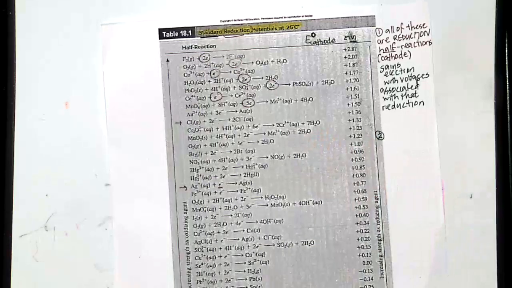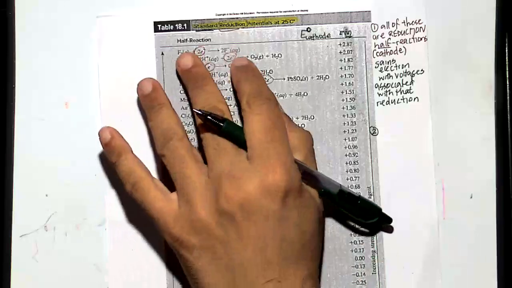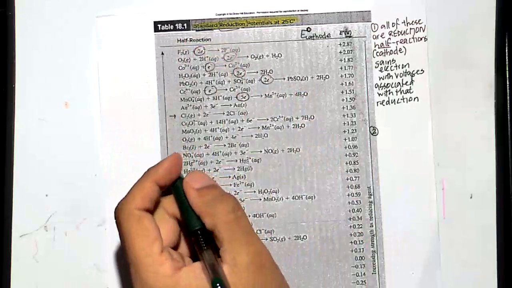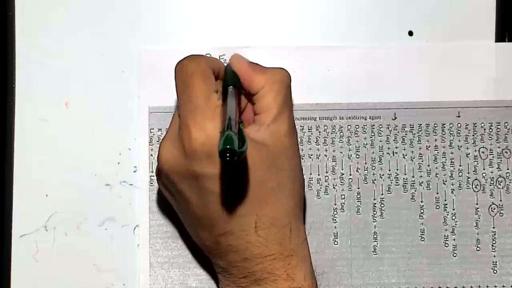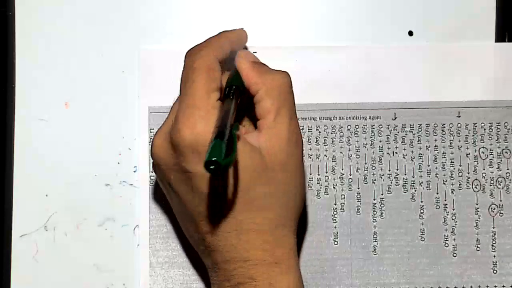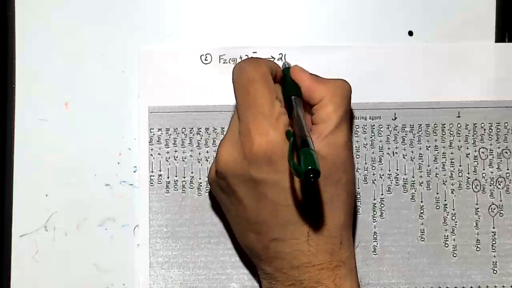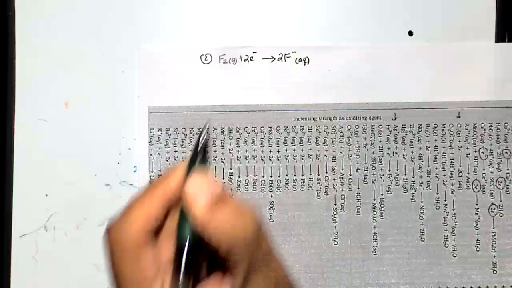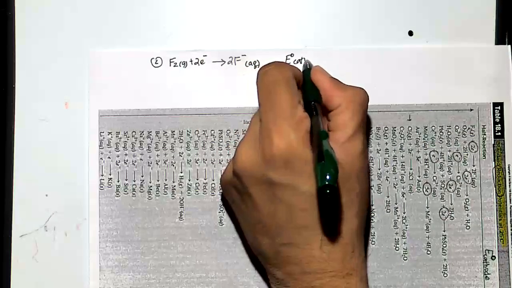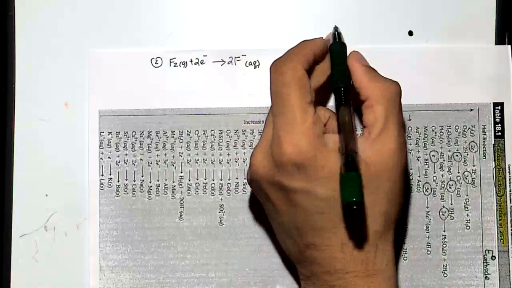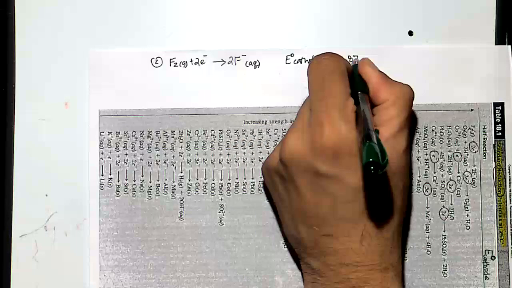Point number two I want you to know is what happens if you flip this reaction. Let's take a look at this reaction for a second. I'm going to take this reaction and rewrite it on the side. This has an E standard state voltage of plus 2.87 volts.